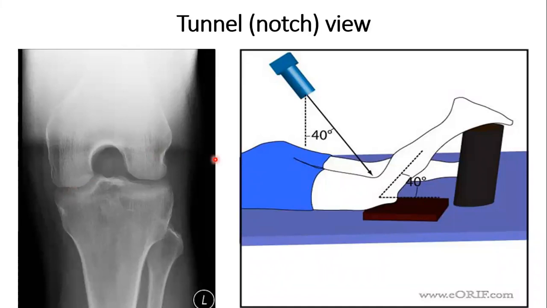This is the tunnel view or intercondylar notch. The knee is flexed and the beam is angulated.